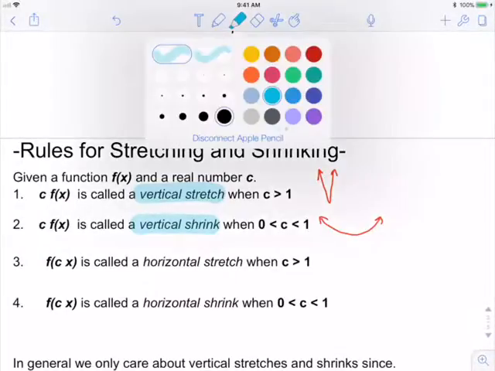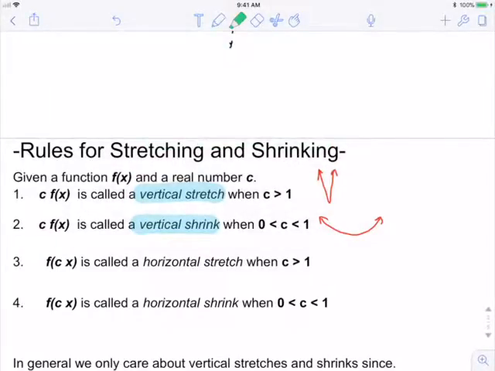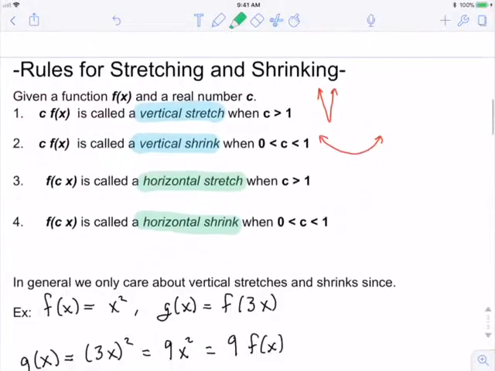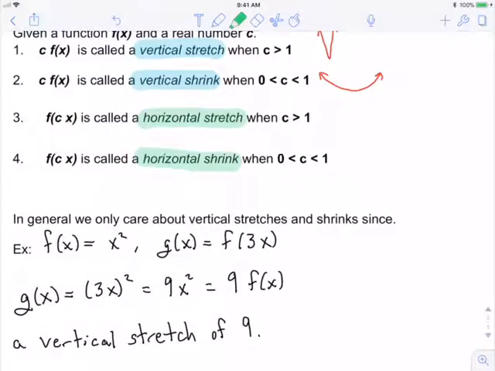We can also define these for a horizontal stretch with the same rules and a horizontal shrink where they're inside the parentheses. But in general, we only care about vertical stretches and shrinks, since normally we can take a horizontal stretch and do the math, and actually just compute it as a vertical stretch or a vertical shrink, and that makes it easier for us to compute.